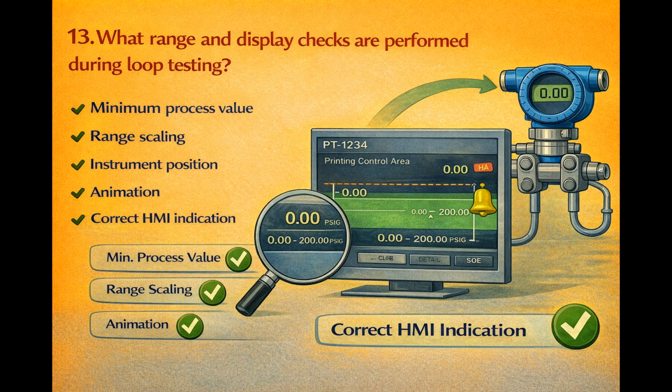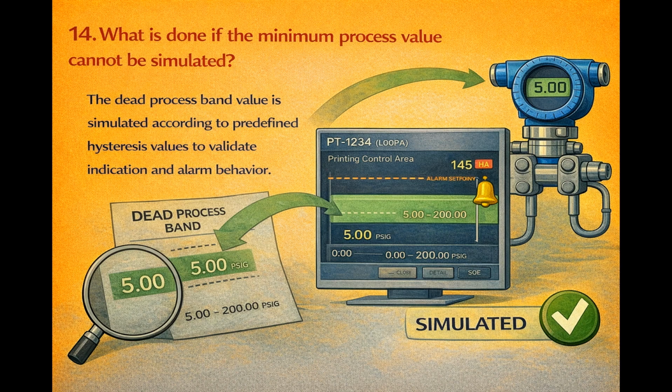What range and display checks are performed during loop testing? Minimum process value, range scaling, instrument position, animation, and correct HMI indication are verified. What is done if the minimum process value cannot be simulated? The dead process band value is simulated according to predefined hysteresis values to validate indication and alarm behavior.